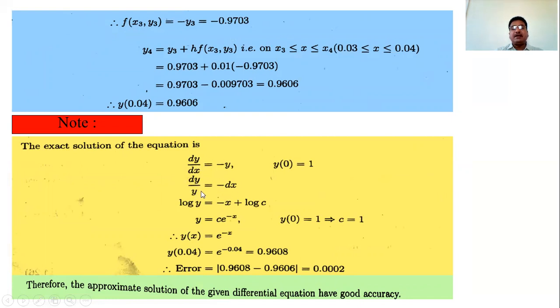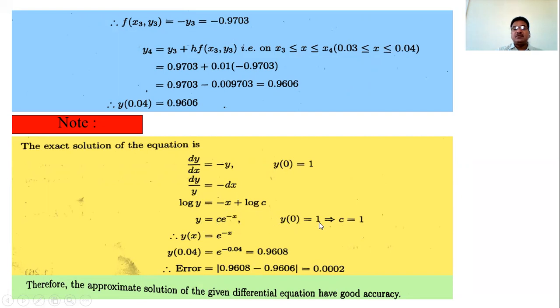That is, separate the variables. dy by dx is minus y. Separate the variables, so dy by y is equal to minus dx. By separating the variables and integrating: what is the integration of 1 by y with respect to y? It is log y. And the integration of minus 1 is minus x, plus log c, where c is the constant of integration. Then shifting log c to the left side, log y by c is equal to minus x, and therefore y by c is equal to e raised to minus x, and therefore y is equal to c e raised to minus x.